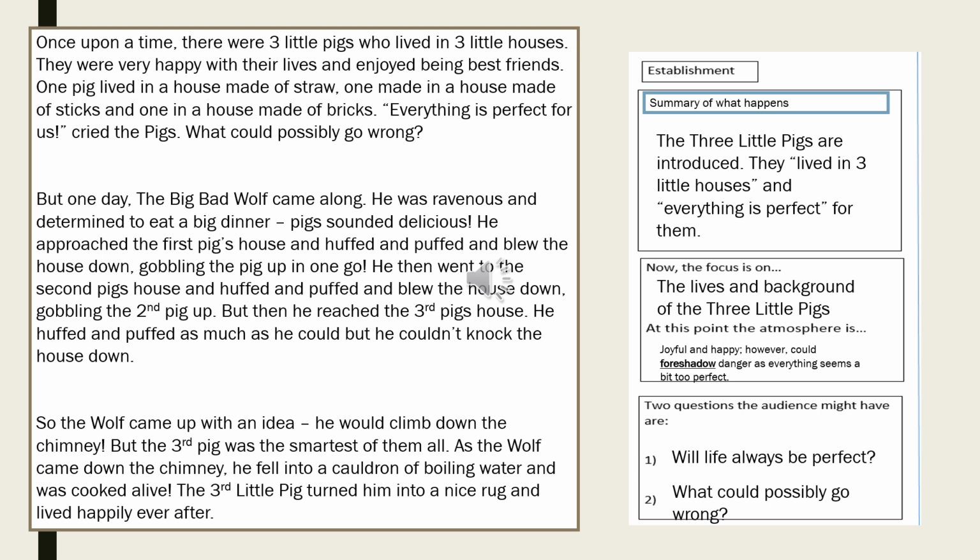So, what do we think as the reader? Well, will life always be perfect for the little pigs? And what could possibly go wrong? And that's the way we have to think about the beginning, the middle and the end. The establishment, the development and the conclusion.